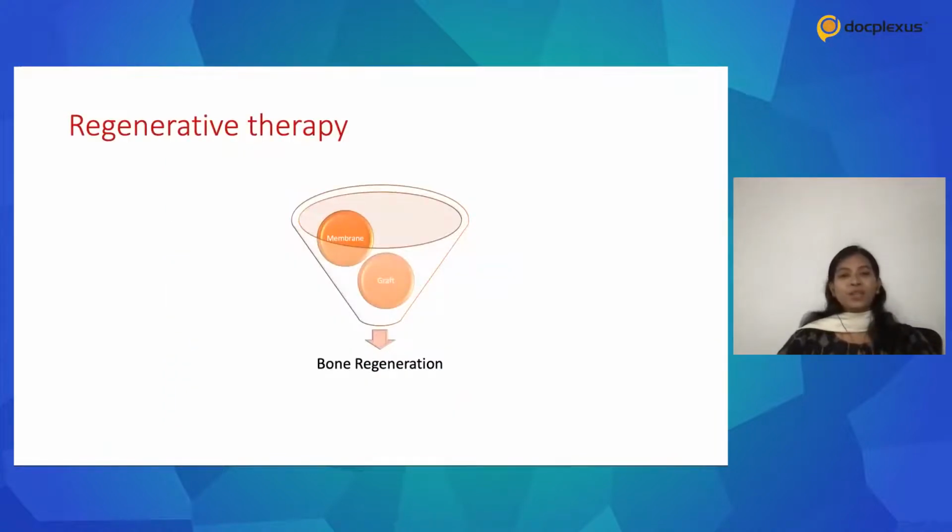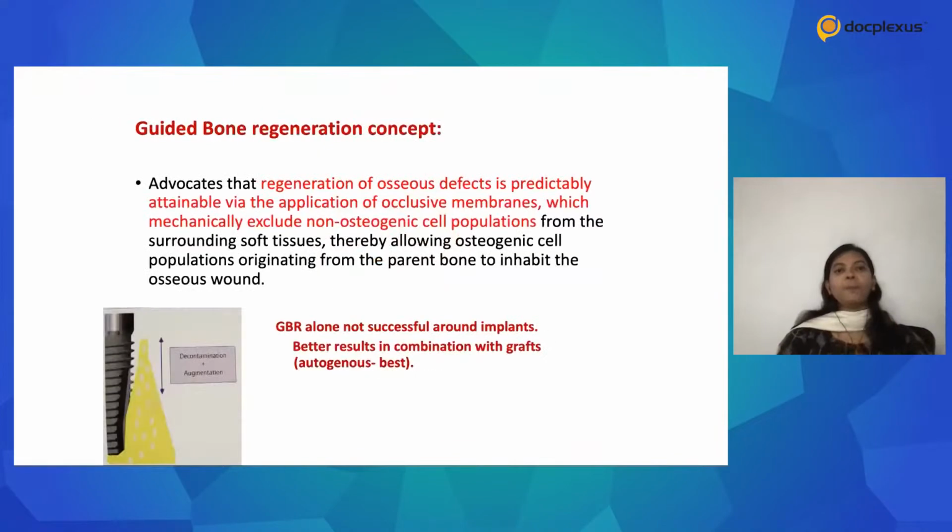Coming to regenerative therapies, this is once again a big topic, but in short, majorly in regenerative therapy you will be using a combination of graft as well as a membrane. This will help you to achieve what is called guided bone regeneration. The guided bone regeneration concept is nothing but regeneration of the osseous defect, which is attained by the use of occlusive membranes. When you use an occlusive membrane, it helps you exclude the non-osteogenic cell population.